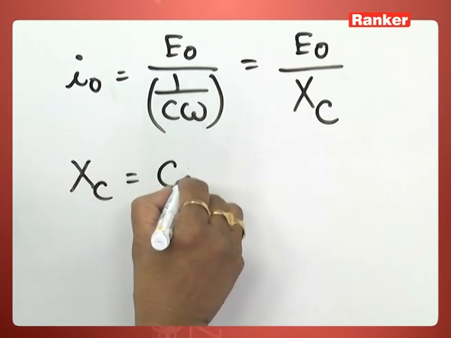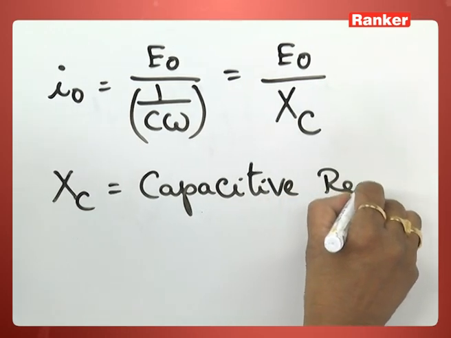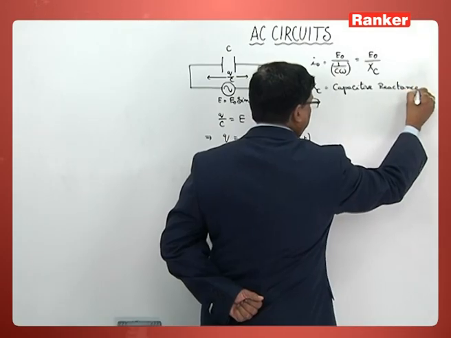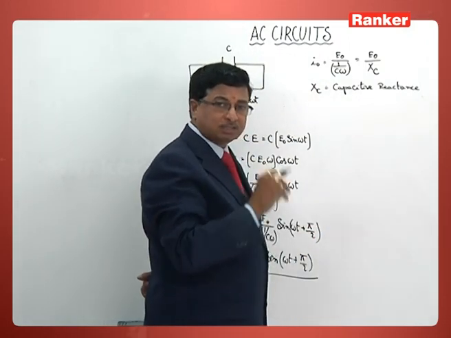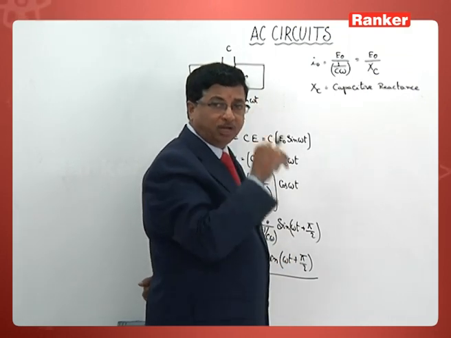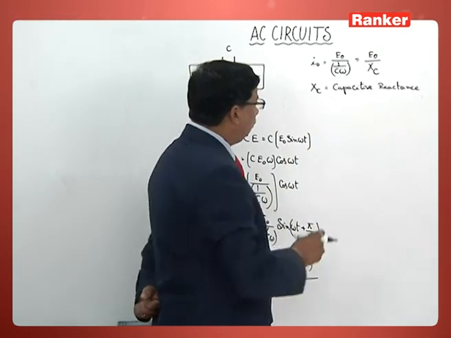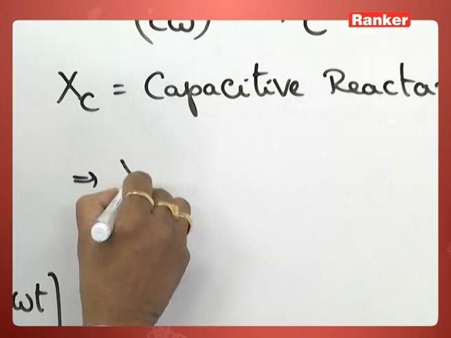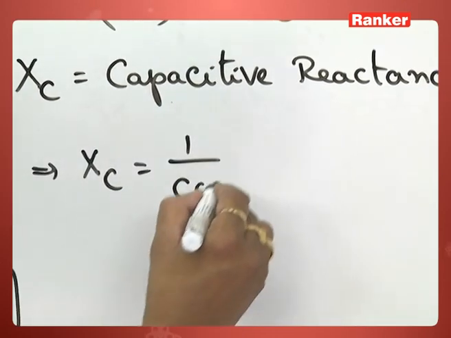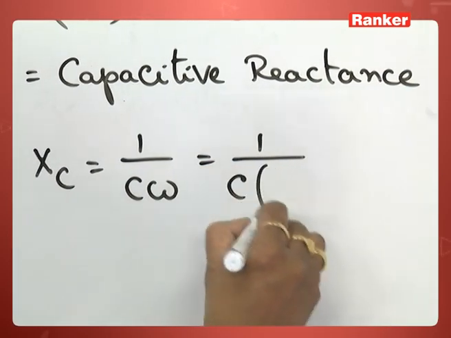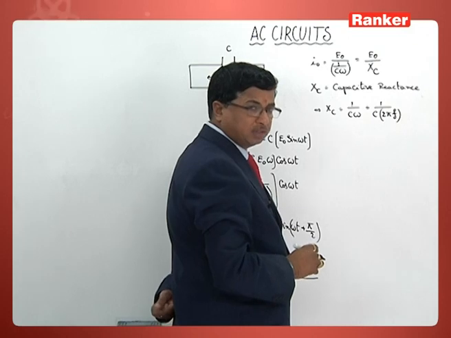It is called capacitive reactance. In the case of pure inductance circuit, it is called inductive reactance. That was L omega. Now here, it is a capacitive reactance. What is its formula now? We can write XC is equal to 1 by C omega. In other words, 1 by C into 2 pi F we can write, F being the linear frequency.